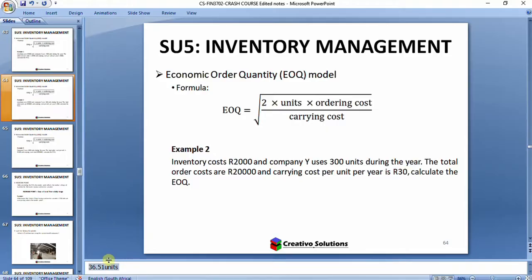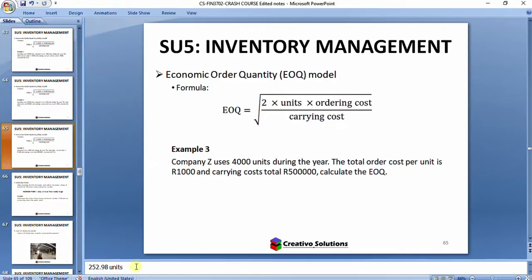Okay, and then example number 2. You've got that answer. Example 2, 36.51. Yes. The next one is 252.98. All right, see if you can work this out. If you have any problems, let me know. I will give you a working if you struggle.